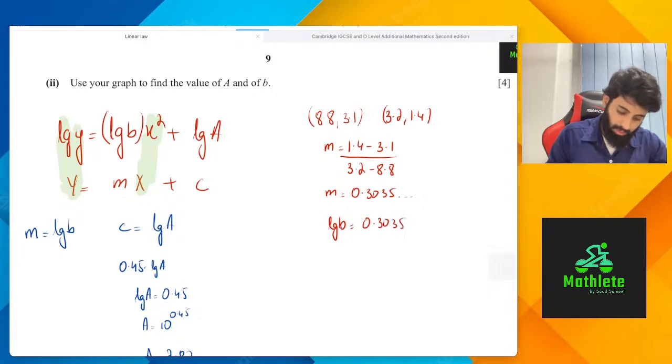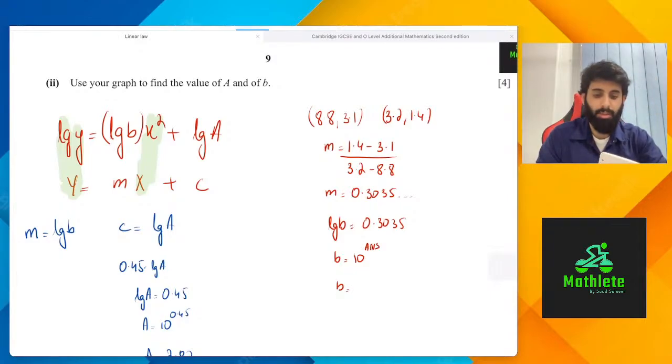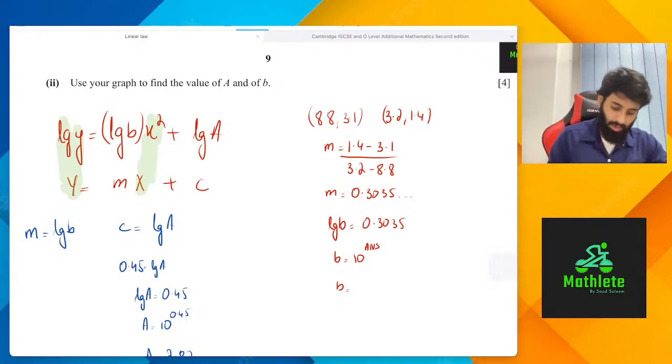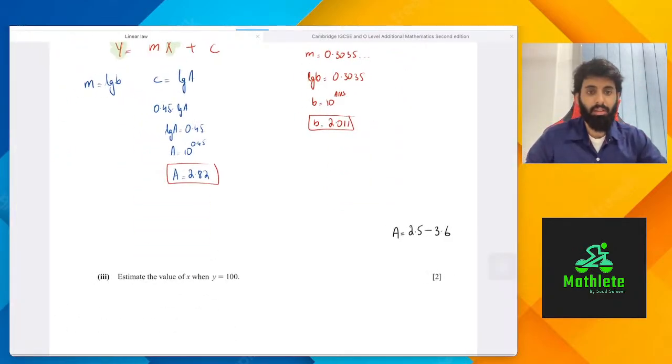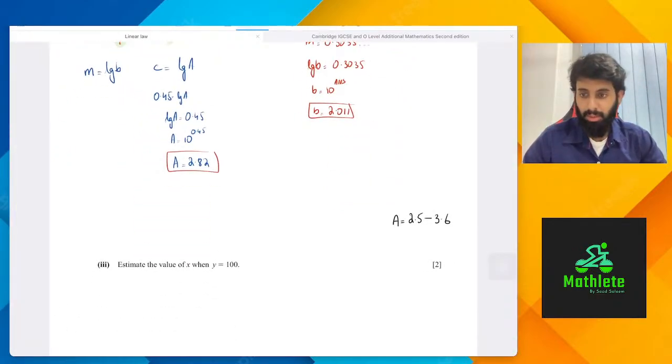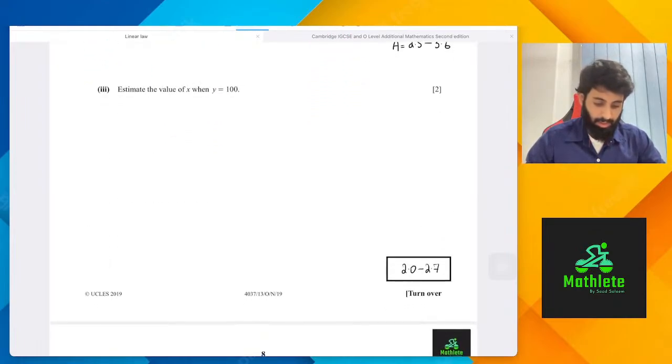So b is going to be equal to 10 raised to the power of the answer. What do you have? You have 2.011. And this also is inside the acceptable range. I haven't written the acceptable range of b here, but I assure you it's inside the acceptable range. Yes, this stream will be available as a video later on. Don't worry about that.